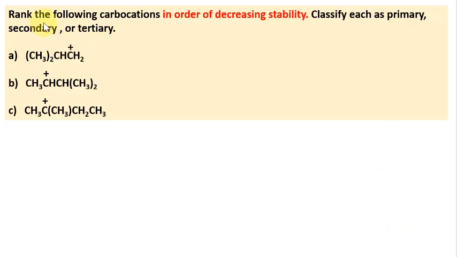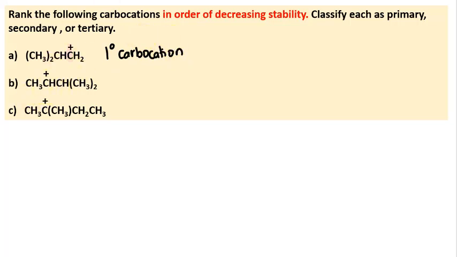This question asks us to rank the following carbocations in order of decreasing stability, and classify each as primary, secondary, or tertiary. Before we arrange the carbocations, it's better for us to identify the type of carbocation present. For compound A, let me highlight this carbocation and have a look at how many carbons are attached to this carbon. We can see that only one carbon is attached to it. So this one is a primary carbocation.